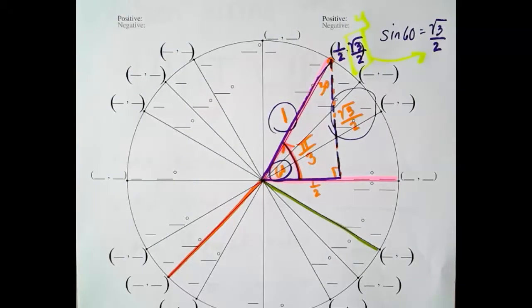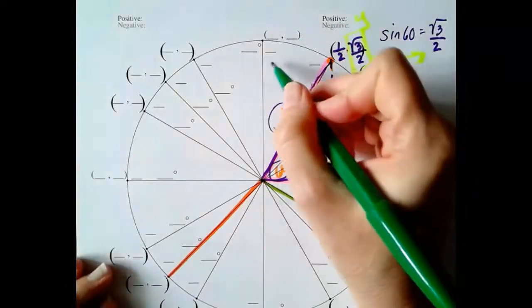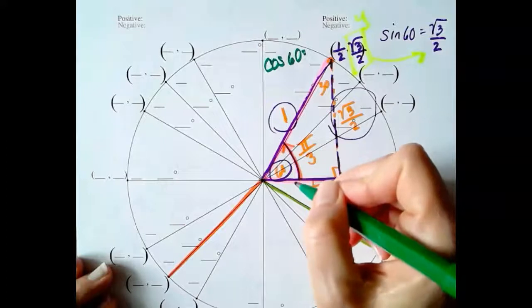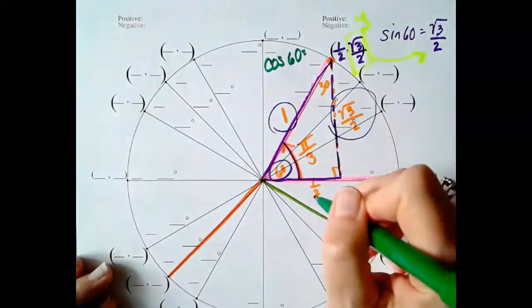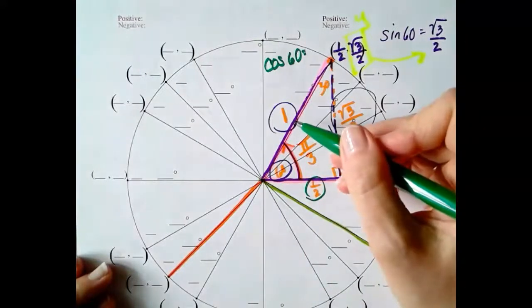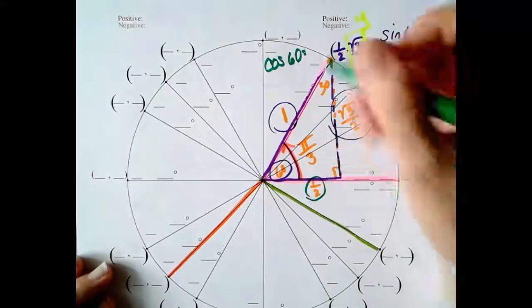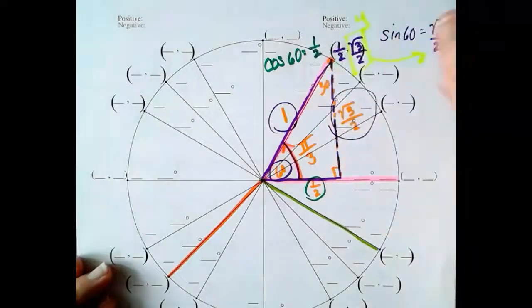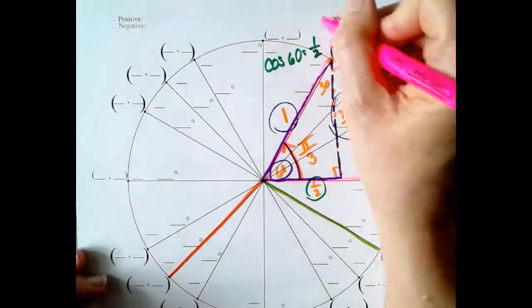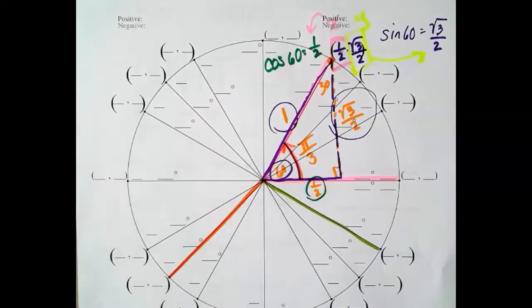Conversely, what would our cosine be? So let's think about the cosine of 60 degrees. Here's our 60-degree angle. Cosine is adjacent over hypotenuse. So if our hypotenuse is 1, the cosine is just the adjacent side, which is 1/2. Or in this case, it is the same thing as the x coordinate. There it is right there. So we're going to see that happen over and over and over again.